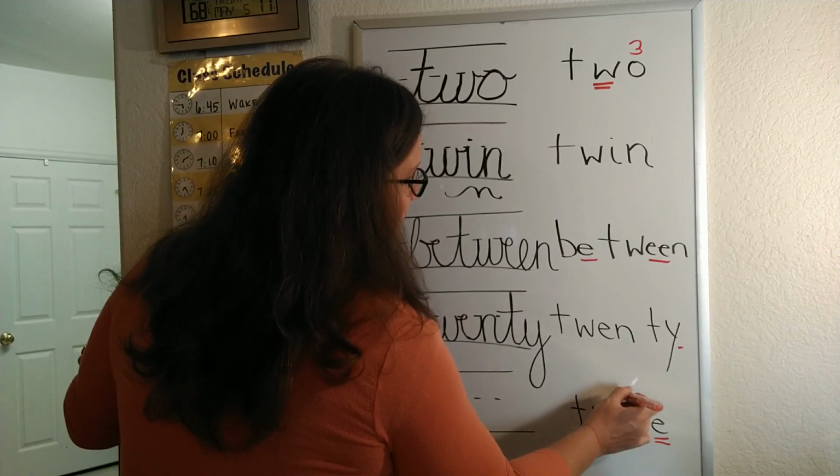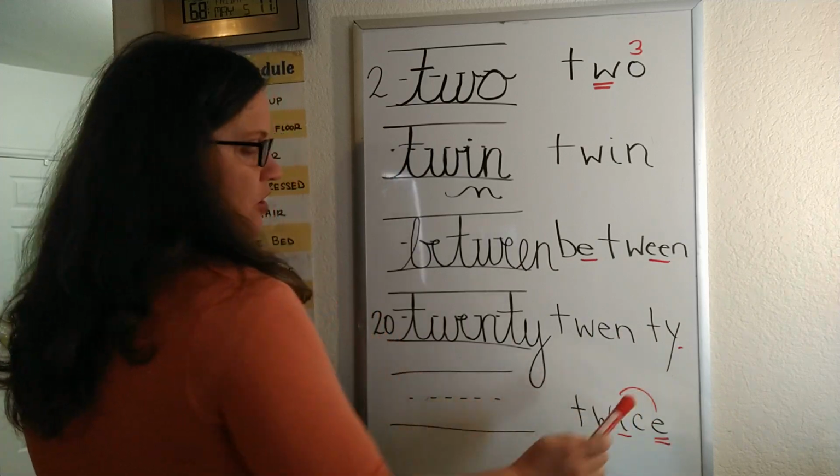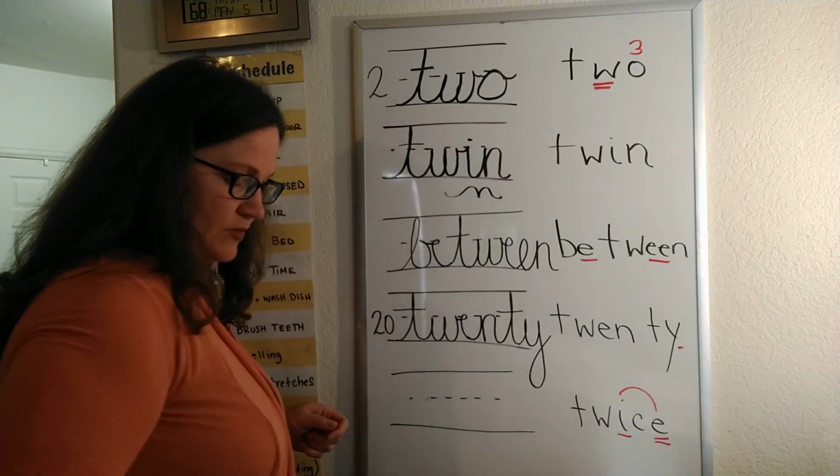Ice. Underline your I, underline your E twice, and put an arc between them. Hey, we're underlining the E twice.